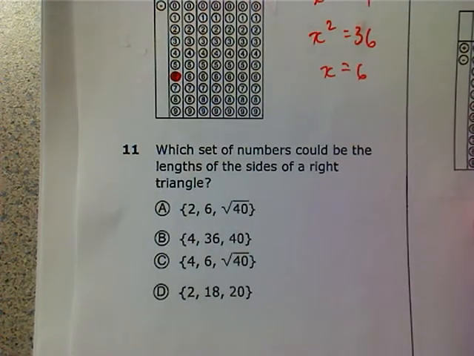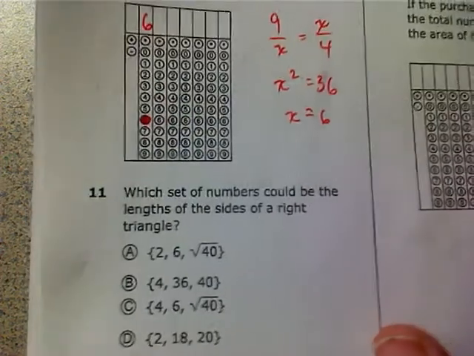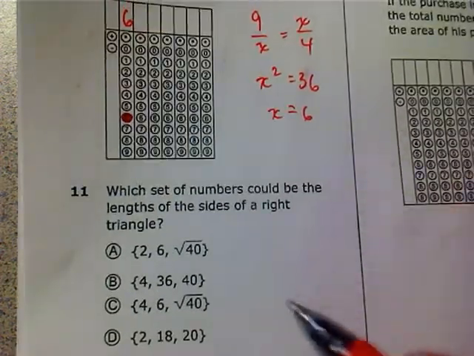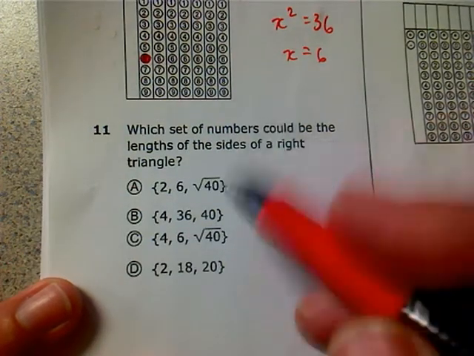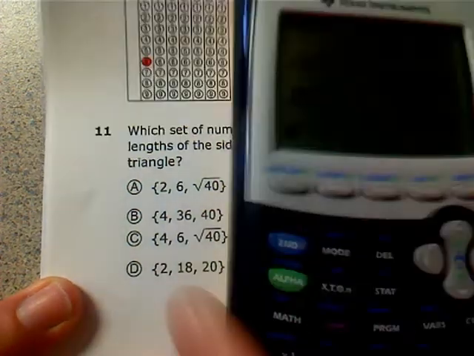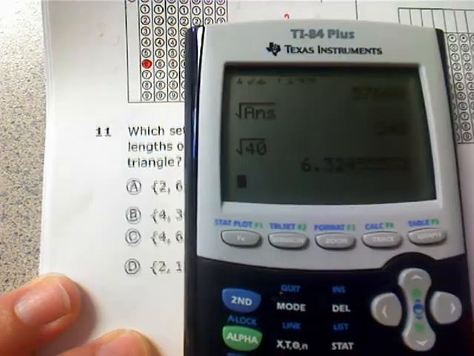Number 11. Which set of numbers could be the lengths of the sides of a right triangle? All right, well, I know that it's a squared plus b squared equals c squared if it is in fact a right triangle, and the c, the hypotenuse, has to be the biggest number. So maybe I can't tell what the square root of 40 is. So I'm going to grab the calculator real quick and see the square root of 40 is 6.32.